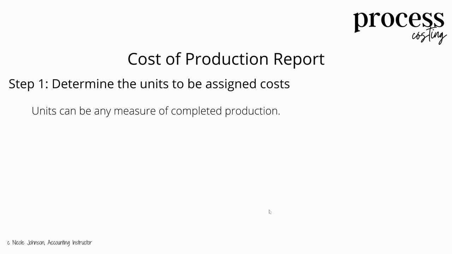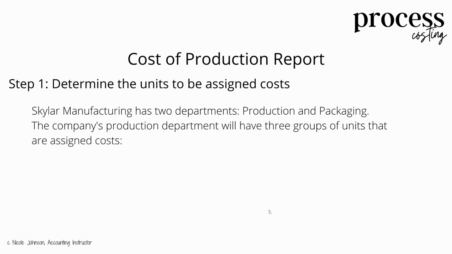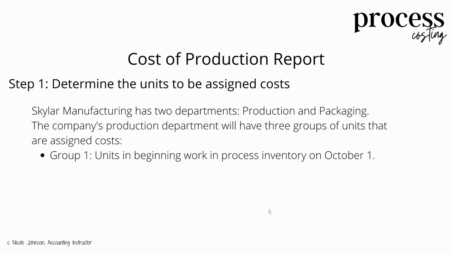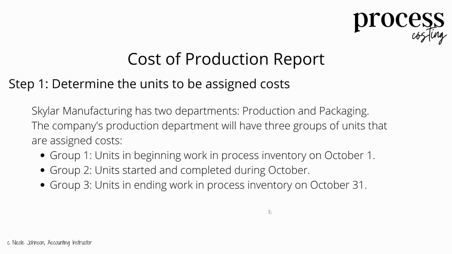In step 1, we determine the units to be assigned costs. Units can be any measure of completed production. Schuyler Manufacturing has 2 departments: production and packaging. The company's production department will have 3 groups of units that are assigned costs. Group 1 is units in beginning work in process inventory on October 1st. Group 2 are units started and completed during October. And Group 3 are units in ending work in process inventory on October 31st.